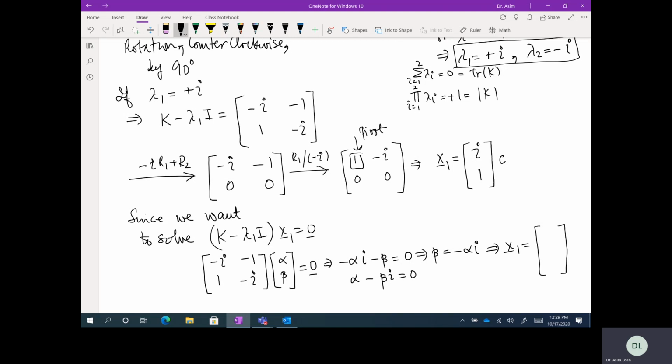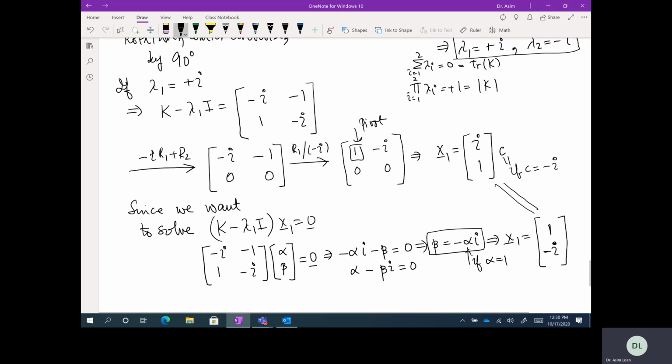If I choose alpha to be 1, because this is only one equation and two unknowns, then this is 1 and this is minus iota. What if I pick C equals minus iota? Then this is minus iota squared, which is plus 1, and this is minus iota, and we get exactly the same result. It's up to you, whichever method you want to use.